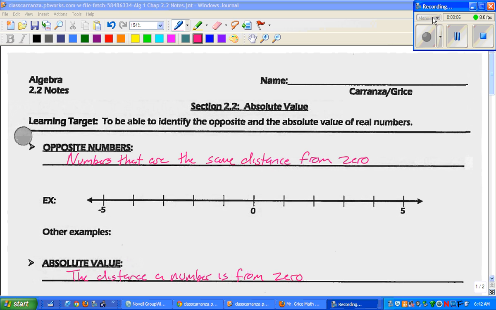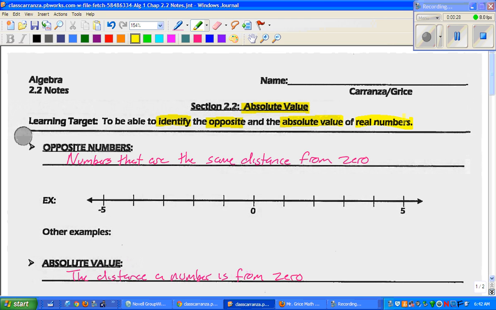Algebra 1 class. Today we're going to be talking about Algebra 2.2 notes, and that's going over absolute value. Our learning target today is to be able to identify the opposite and the absolute value of real numbers. Now, if you can see, I've already got a couple definitions written down. You guys can start to copy those.